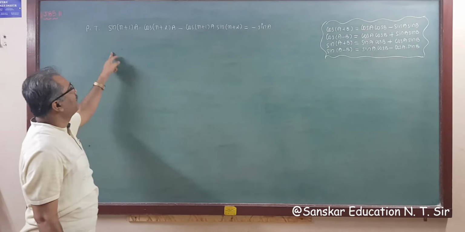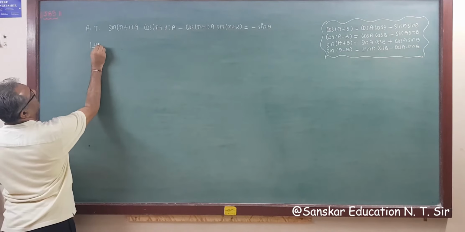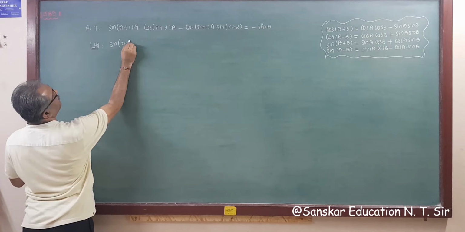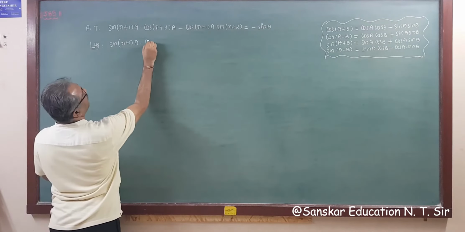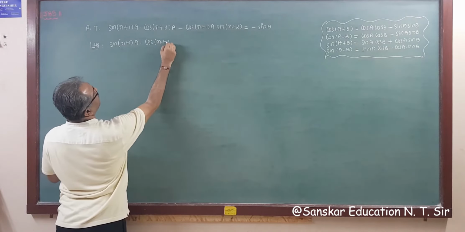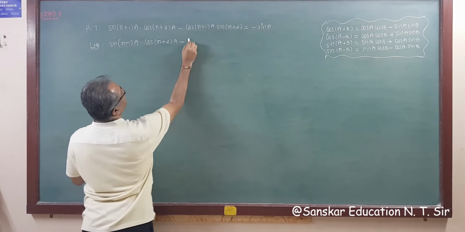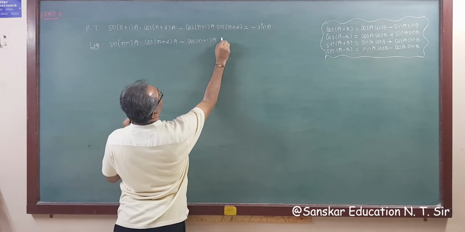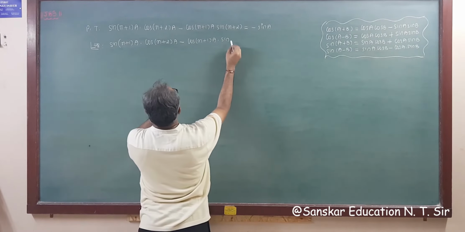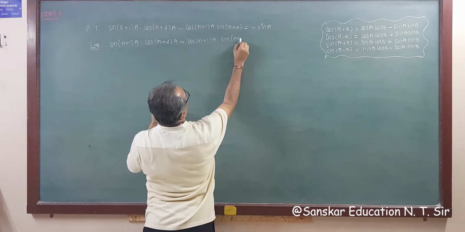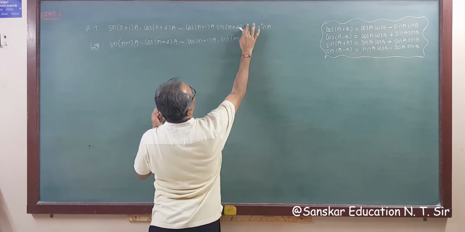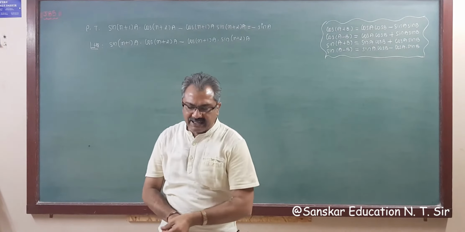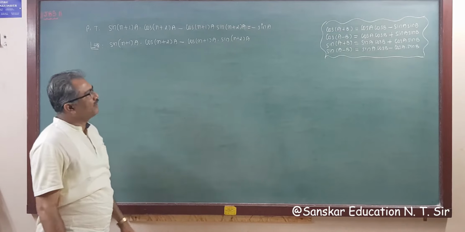Now we have to solve this. So the left hand side is sin((n plus 1)a) into cos((n plus 2)a) minus cos((n plus 1)a) into sin((n plus 2)a). Here it must be a, right? This is your given left hand side. Okay.